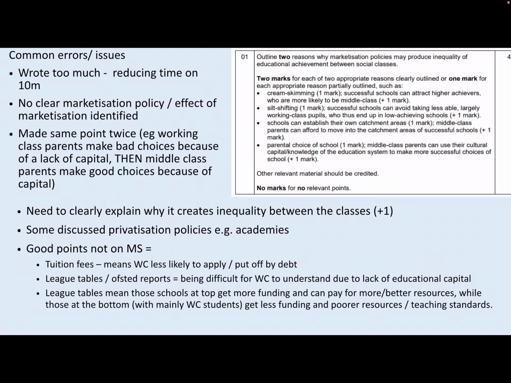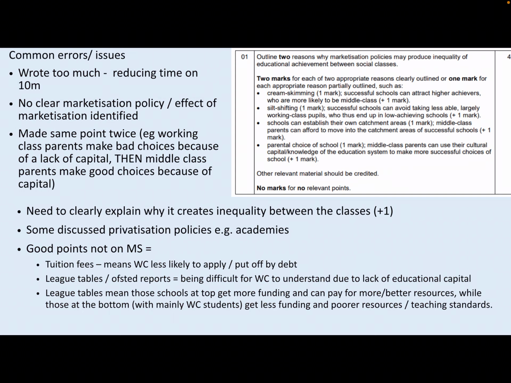Other good points that I credited that were not on the mark scheme was tuition fees, but you have to explain that tuition fees mean the working class were less likely to apply because they're put off by debt. Obviously, the student loan system is there to compensate for that, but they still don't want to necessarily walk away with 27 grand plus worth of debt.